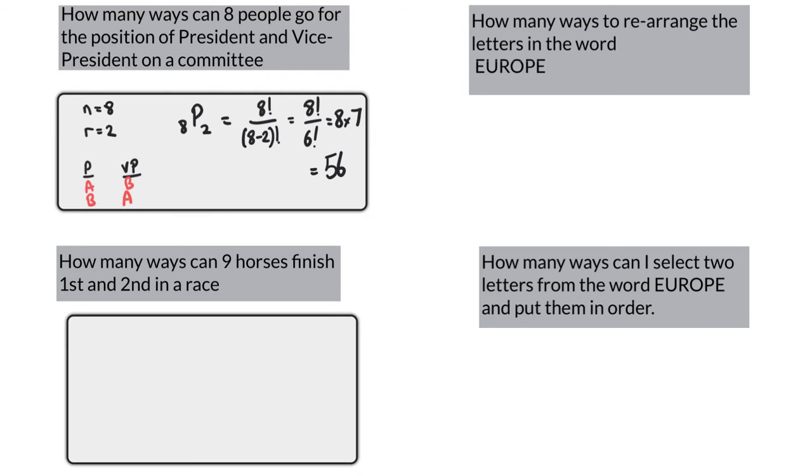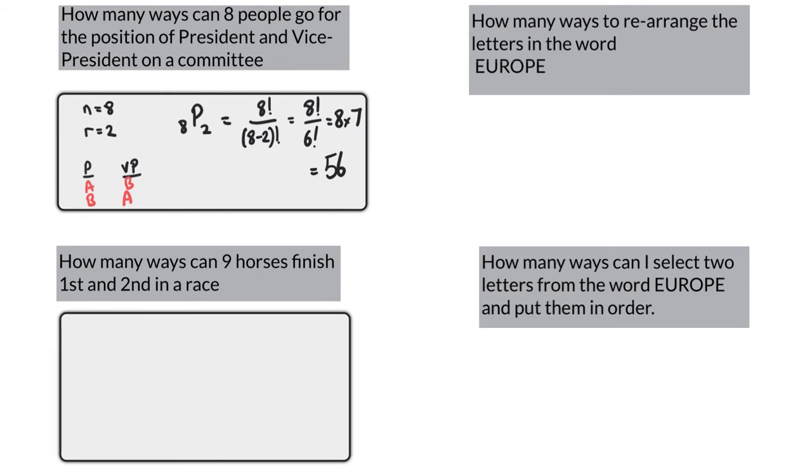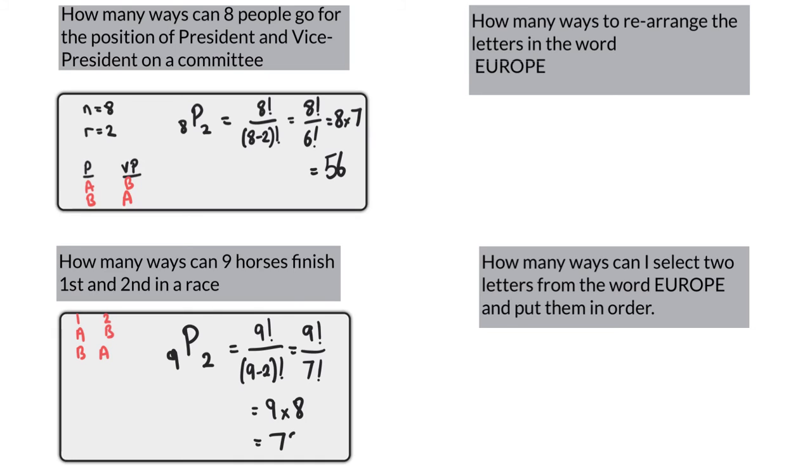So 8 factorial over 6 factorial is actually 8 times 7, which equals 56. How many ways can 9 horses finish first and second? Well, again, you can have horse A finish first and B finish second, and you can have the other way around, so therefore it is a permutation. Quite easy. N is 9, because there's 9 horses in a race, and we're looking at first and second. If we're looking at first, second, and third, R would be 3, 9P3, but it's 9P2 here, so 9 factorial over 9 minus 2 factorial is 9 factorial over 7 factorial, which is just equal to 9 times 8, which is 72.